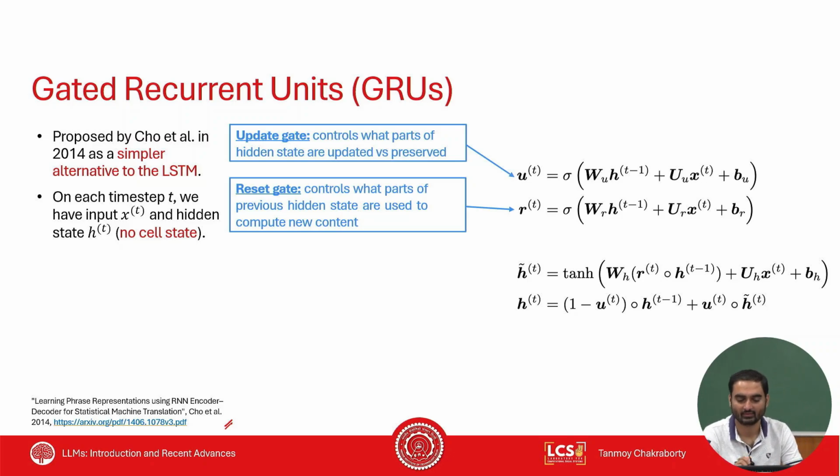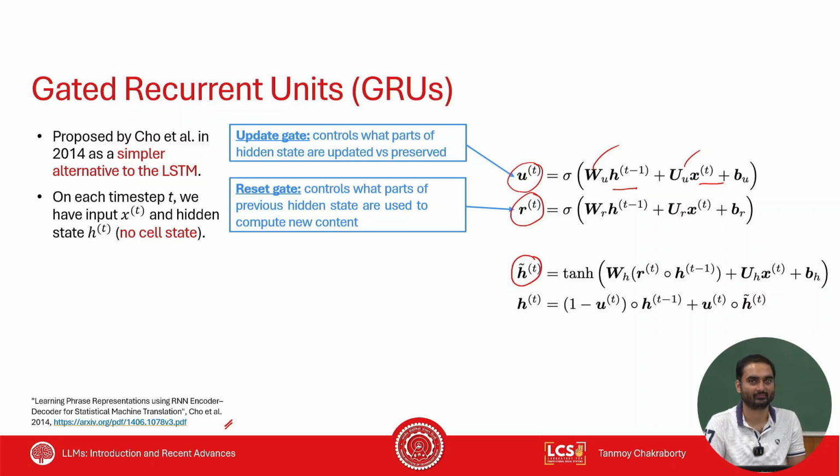Let's look at the equation. So similar to LSTM, here also I will initialize these two vectors, the update gate and the reset gate, and they are functions of the previous hidden state and the current input, same, right, with different parameters. Now this time there is no cell content. Here there is something called hidden cell content that you want to insert into the hidden state, right?